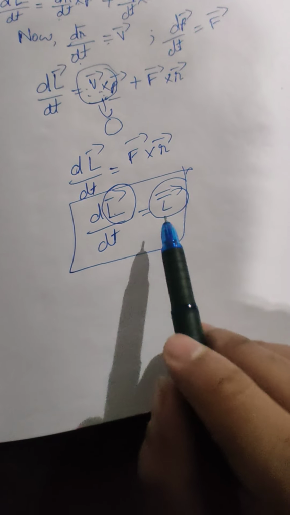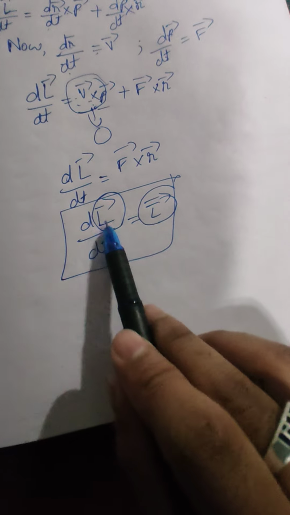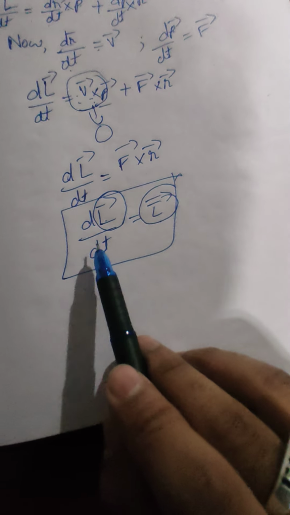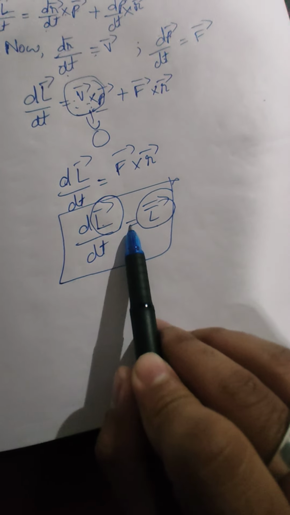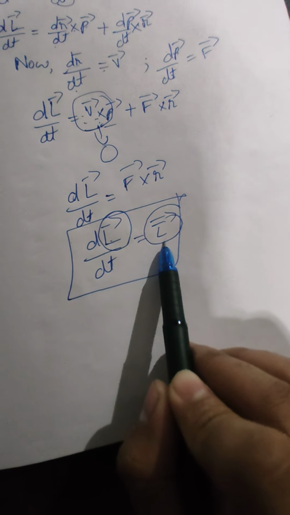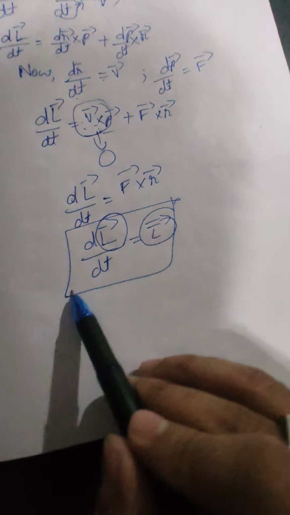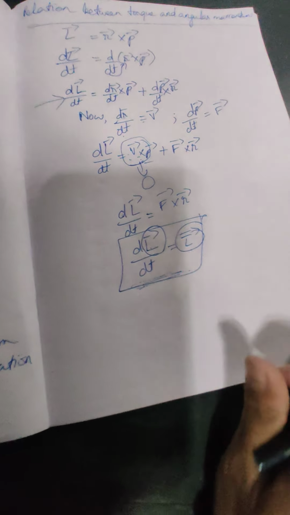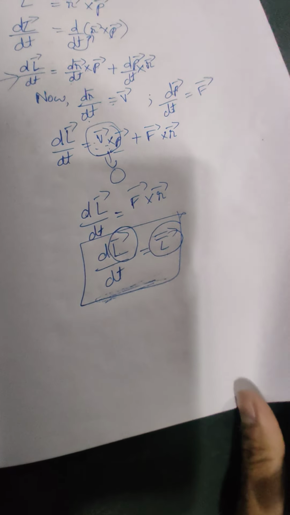So how can we write the relation? The time rate of change of angular momentum is equal to the torque, okay. So that is the relation. Torque on a particle is equal to the time rate of change of angular momentum. If we differentiate angular momentum with respect to time, then it will be equal to torque, okay. So that is the simple relation between torque and angular momentum. We are almost finished, okay.